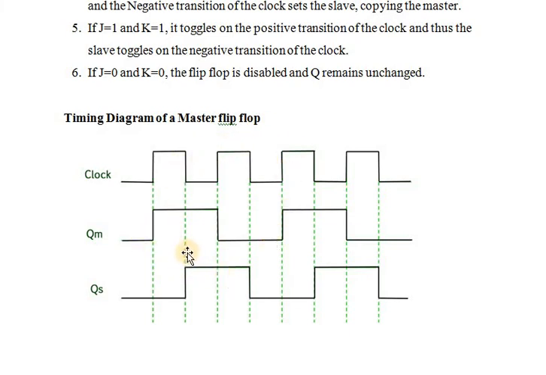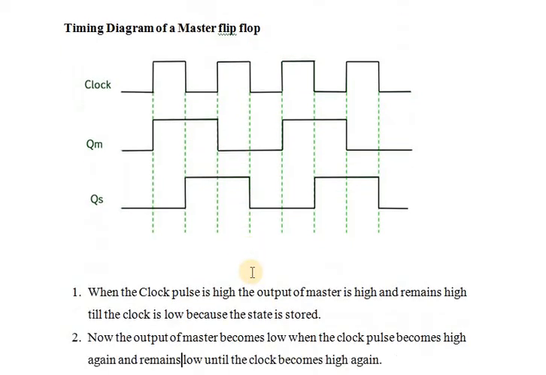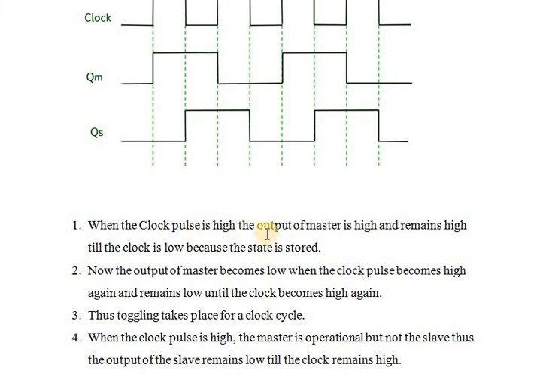When the clock is high, at that time the slave is low. When the master is in the active mode, that is when the clock is high, the master value is high. When the slave is high, the master is low. So this is the timing diagram of the master flip-flop. See here, when the clock pulse is high, the output of the master is high and remains high till the clock is low, because the state is stored. That is what I said.